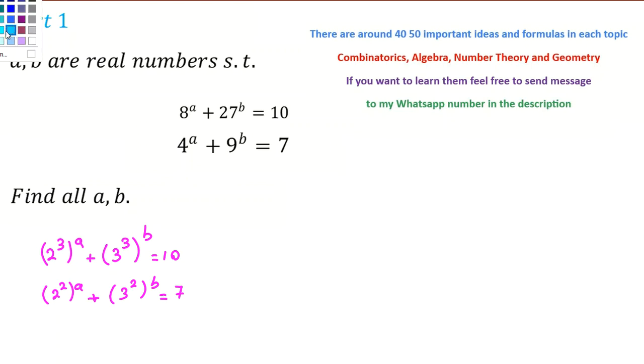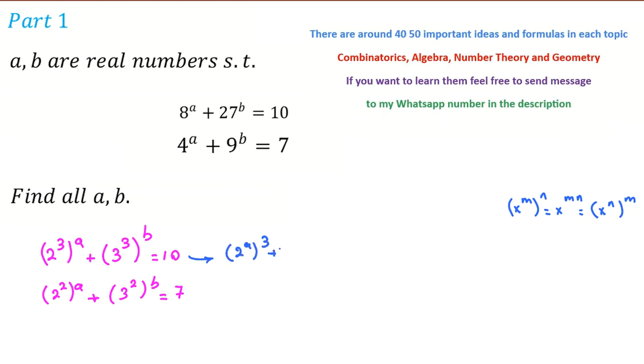In the next step, we can use the power rule. (x^m)^n equals x^(mn) equals (x^n)^m. So we can switch m and n here. By applying this rule, we can switch 3 and a. It will be (2^a)^3 plus (3^b)^3 equals 10. If you apply it on the next equation, (2^a)^2 plus (3^b)^2 equals 7.